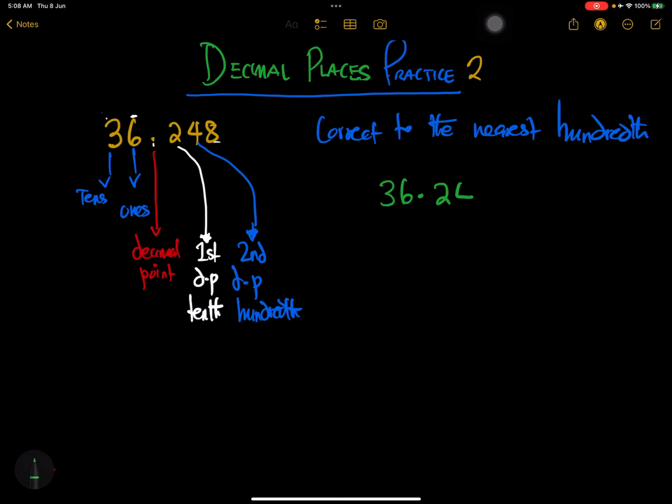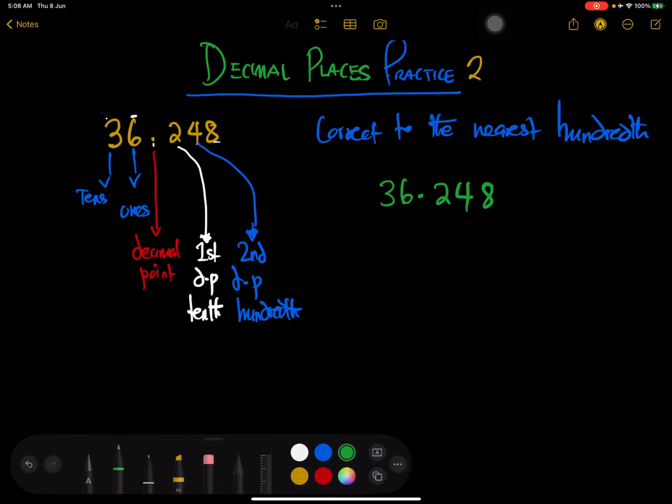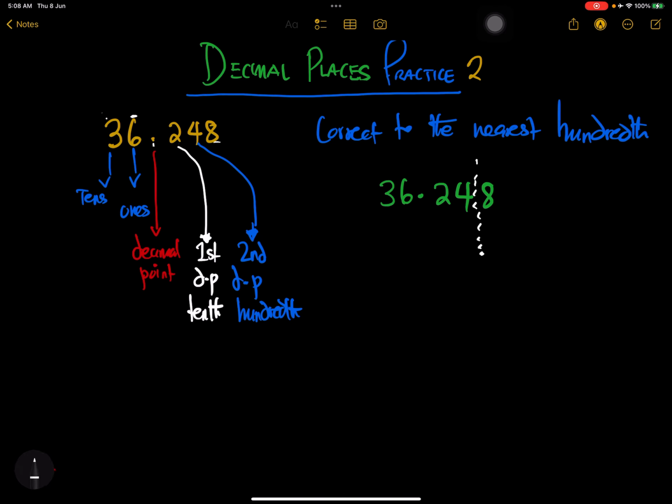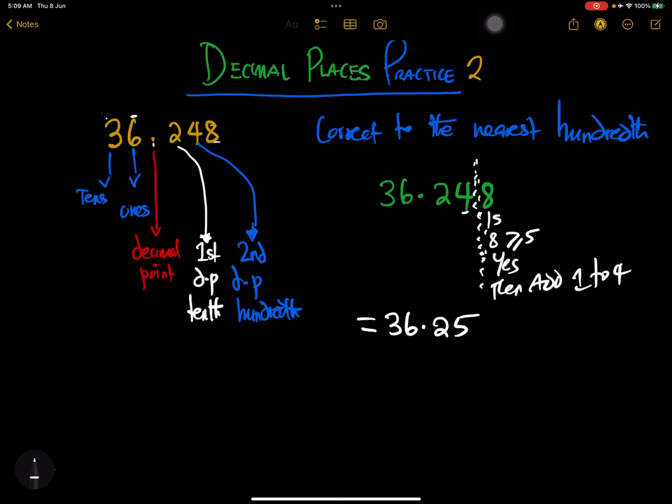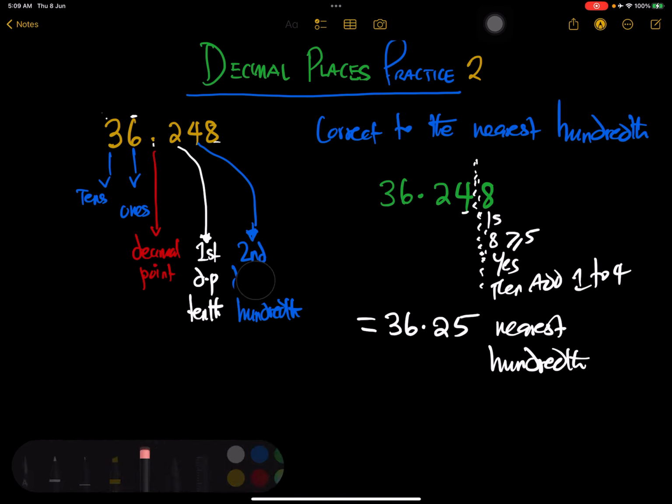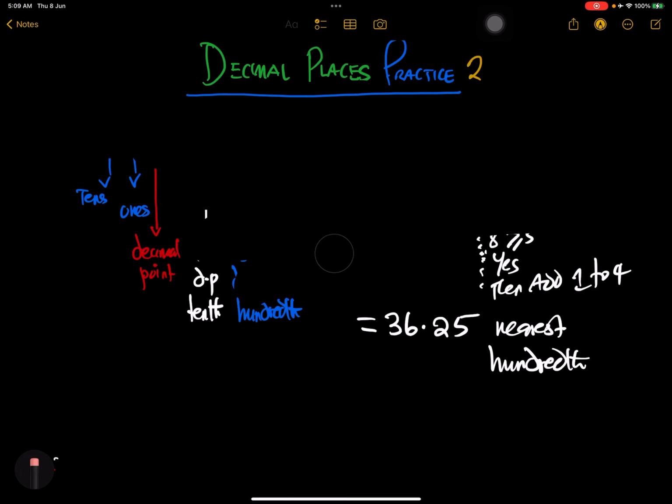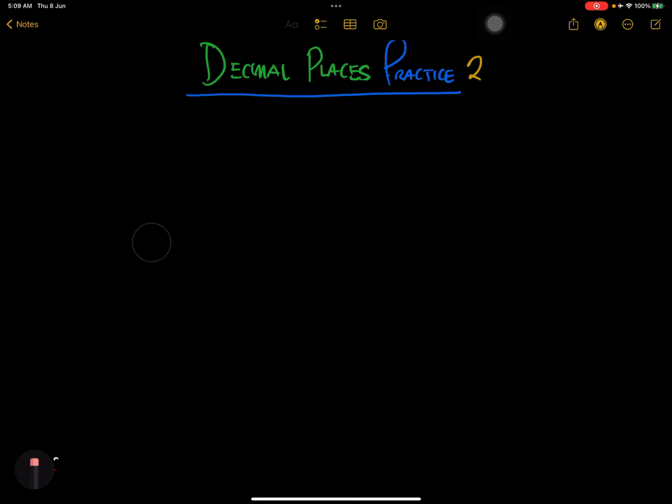So we have 36.248, and we want to correct to the nearest hundredth. We drop the dotted line right after the hundredth column, and we ask the question: is 8 greater than or equal to 5? The answer is yes. Then we add 1 to 4, so that we have 36.25. We have corrected it to the nearest hundredth. I hope this helped. Now let's take a look at another question.